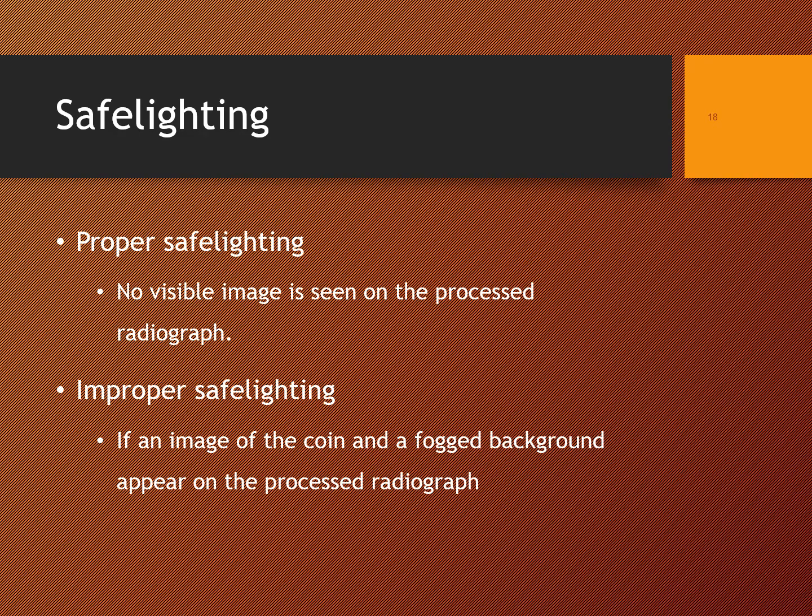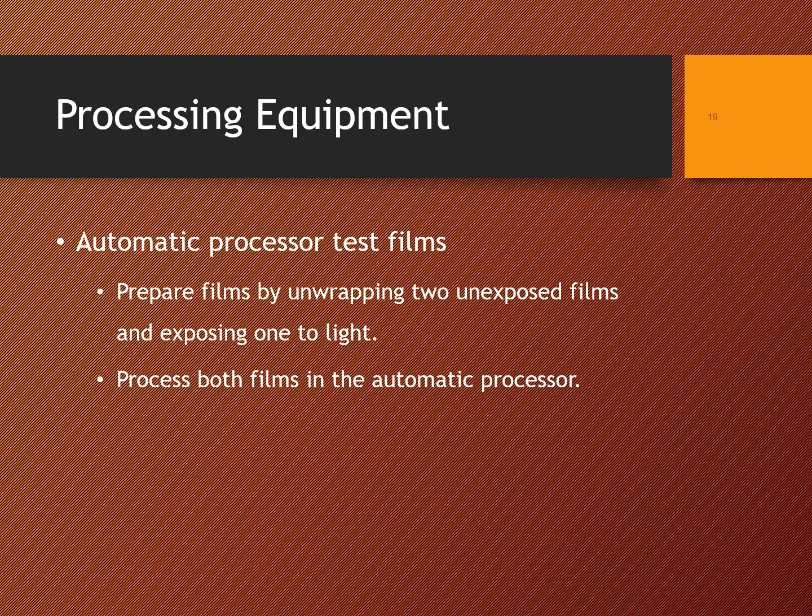And so here it says it. So with proper safe lighting, you wouldn't see a visible image on the processed radiograph at all. If it was improper safe lighting, you'll see that outline of the coin and you'll see a fogged background appear on the processed radiograph.